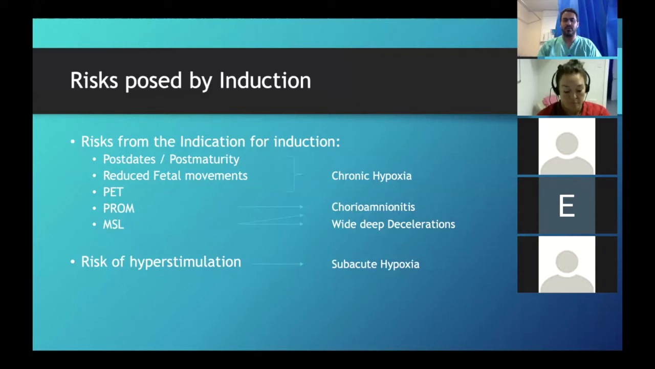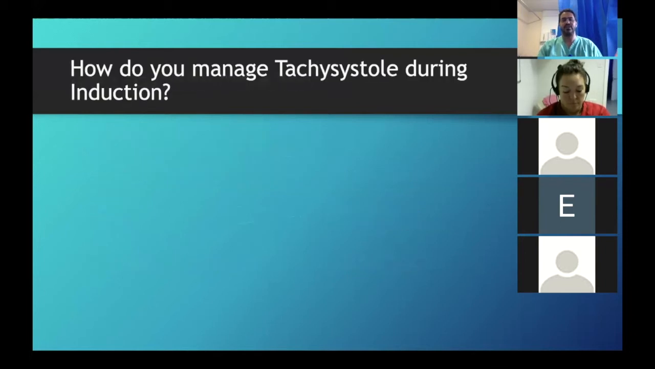Okay. So if my stimulation is working, what am I expecting to see on the trace? Contractions. I'm giving something to induce contractions, so I'm expecting to see contractions on the trace. And I now know what to look for when I'm talking about the risks that are imposed by the indication. Yes? So if I see somebody during induction that has a tachysystole, how do I manage that? What do you do?